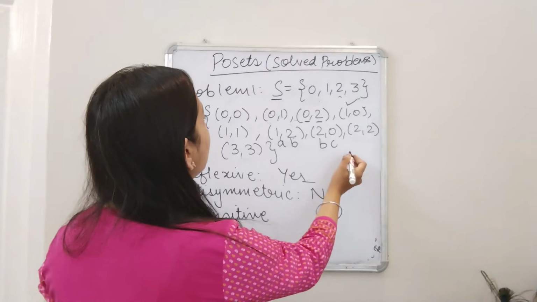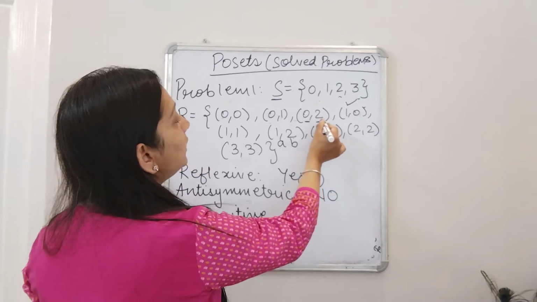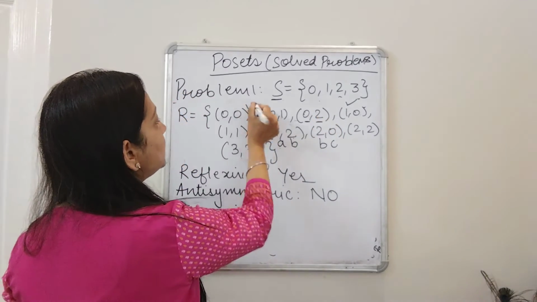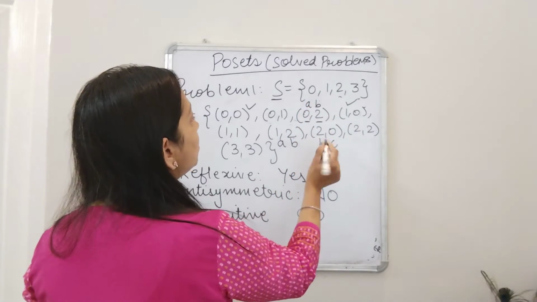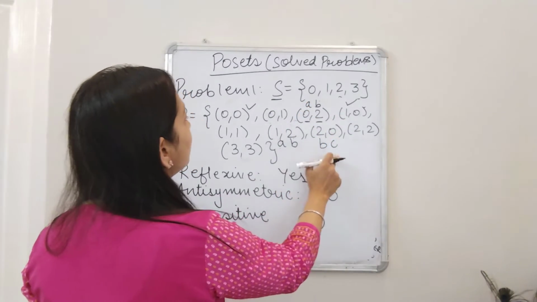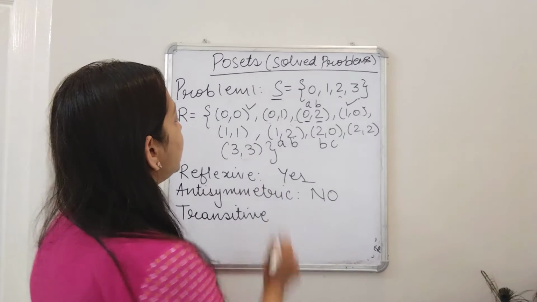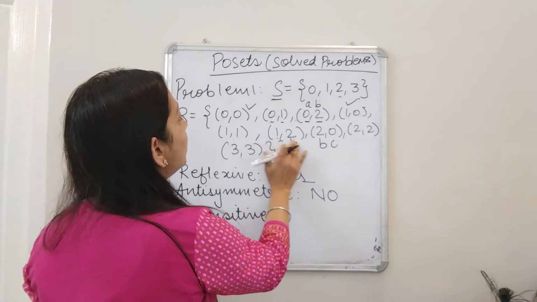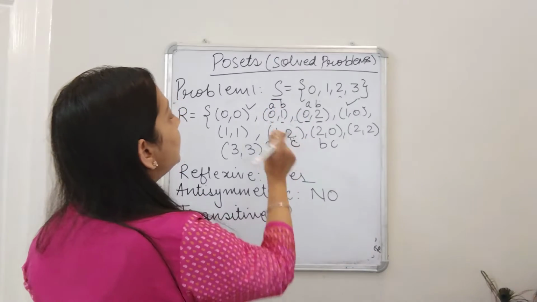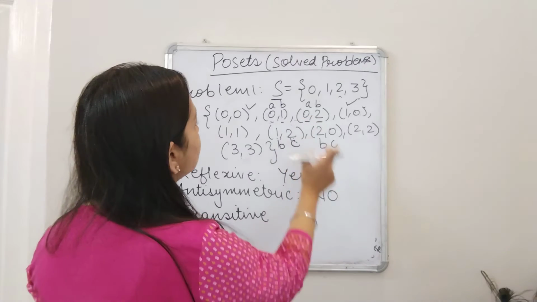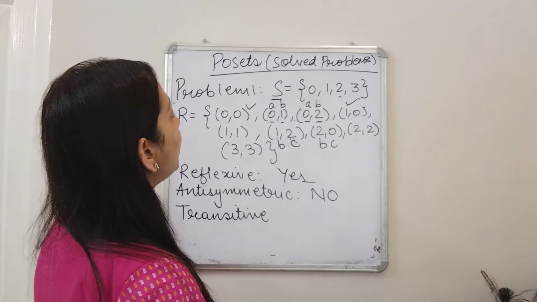If I say that 0 2 and 2 0 are there, then 0 0 must exist. Yes, 0 0 is existing. If 0 2 is AB and 2 0 is BC, then 0 0 must exist, which is existing here. Then if I take 0 1 and 1 2, then 0 1 is AB and 1 2 is BC. In that case, 0 2 must exist. Yes, it is existing. Okay, for any other pair.